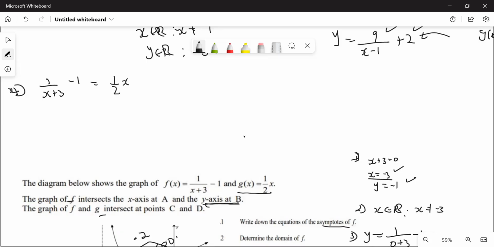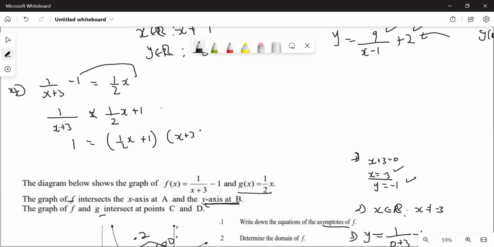Now, how did we work this one before? What did we do before? We said we're going to take this one to this other side again. And then we have 1 all over x plus 3, which is going to be equal to 1 all over 2x plus 1 again. And then after that, what did we do? We said we're going to cross multiply. If you cross multiply, this one comes here, and then we are going to have 1, which is going to be 1 all over 2x plus 1 multiplied by x plus 3.